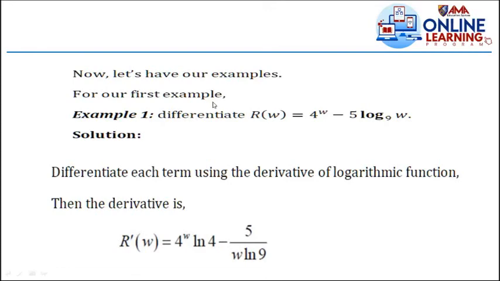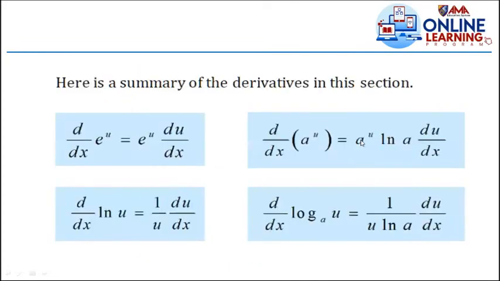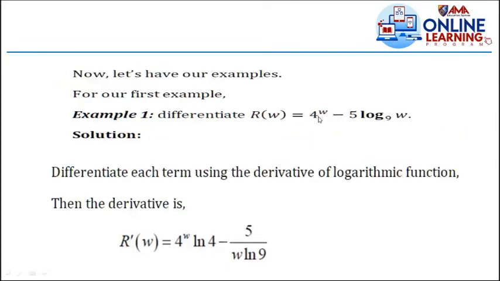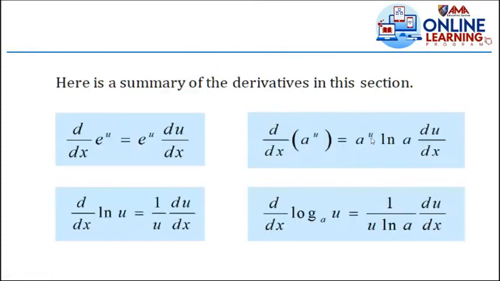For our first example, number 1, differentiate r(w) is equal to 4^w minus 5 log w to the base 9. So there are two terms, no? So the first term, we're going to use this formula. Since 4 is constant, we have a raised to u. So we have a raised to u ln a multiplied by du all over dx.